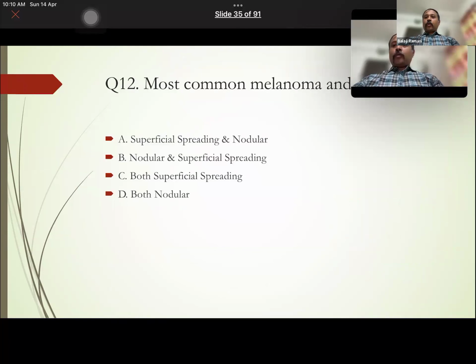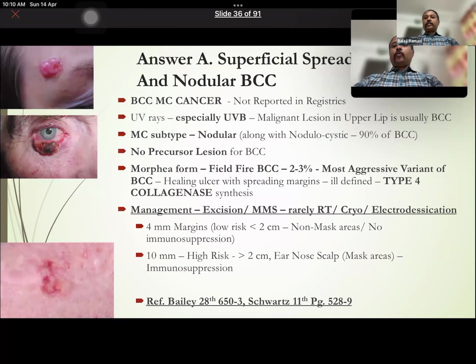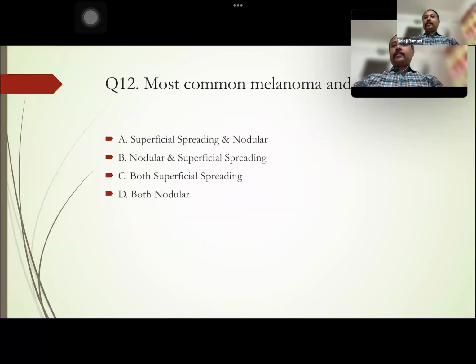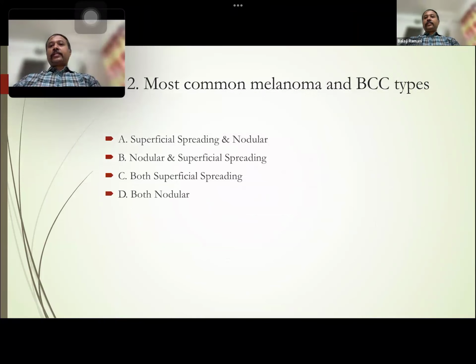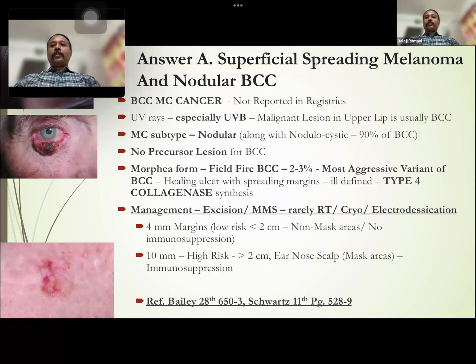And the most common melanoma, right? Now going on to the subtypes of the melanomas and the squamous cell carcinomas, we have to know about the subtypes. So in this, which is the most common melanoma, which is the most common basal cell carcinoma. There is a slight degree of confusion that some people tend to have. Remember, for melanoma and for BCC, BCC is the nodular variant, whereas melanoma is going to be the superficial spreading type.